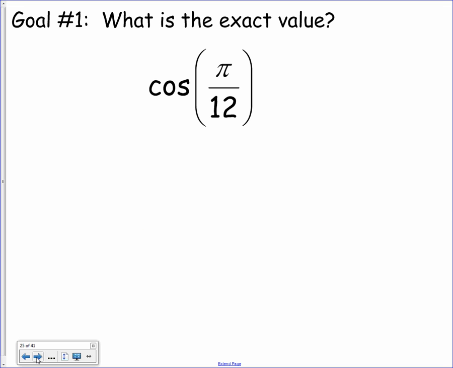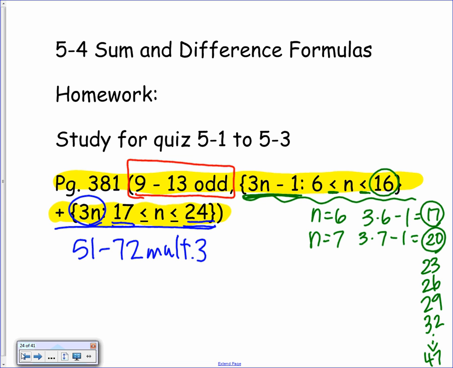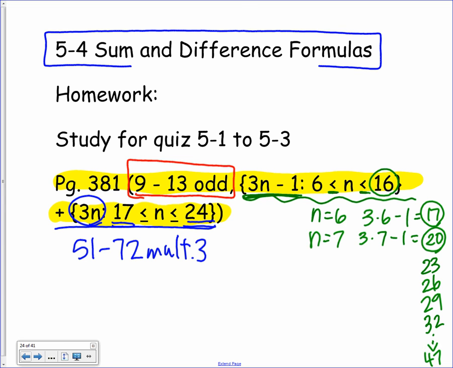So let's shift gears. We are going to be starting all sorts of formulas. I think I skipped a slide. Oh yeah, we're going to start in section 5-4, which are sum and difference formulas today. We will take notes today. We will continue those notes next time.